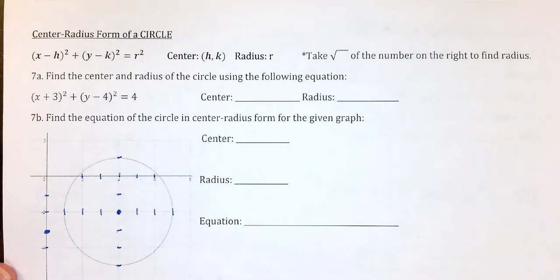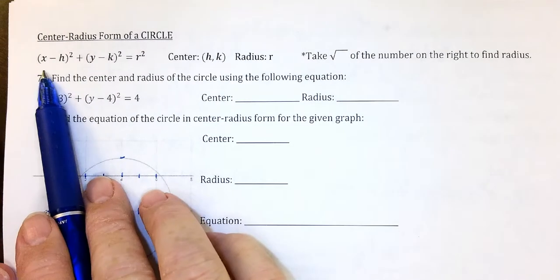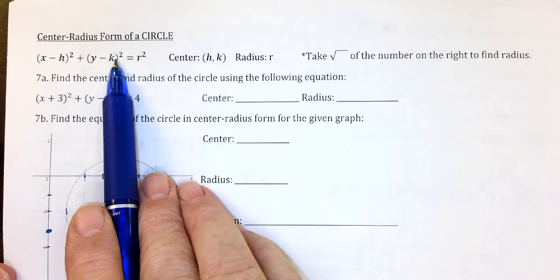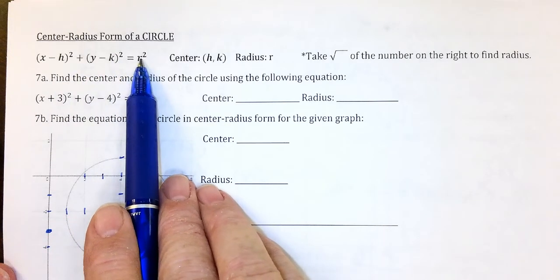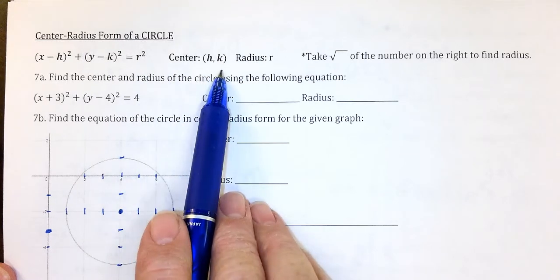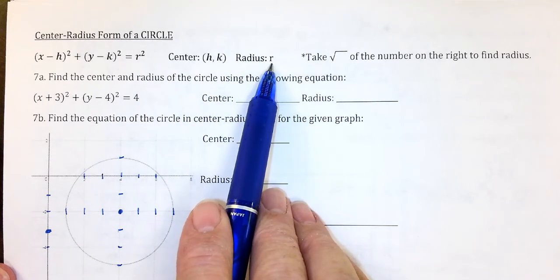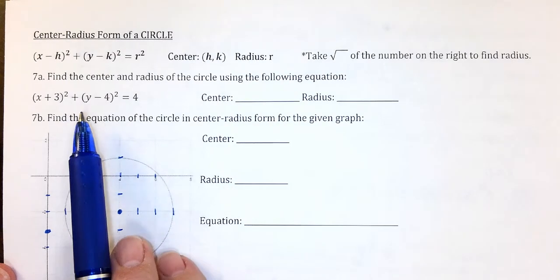Today we're looking at just very basic information about a circle. Our general format of a circle, which is in the center radius format, is x minus h all squared plus y minus k squared equals r squared. Your h, k is your center and the radius is r. Let's look at an example.